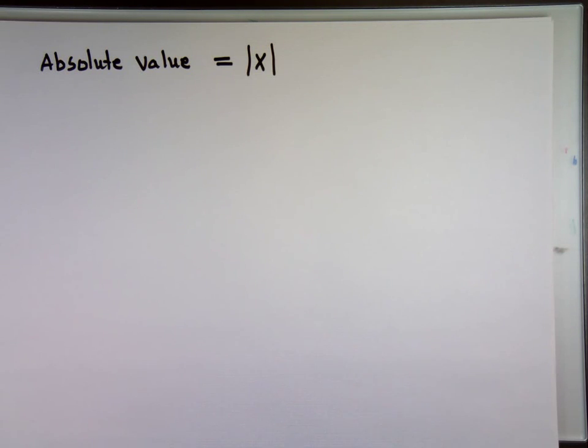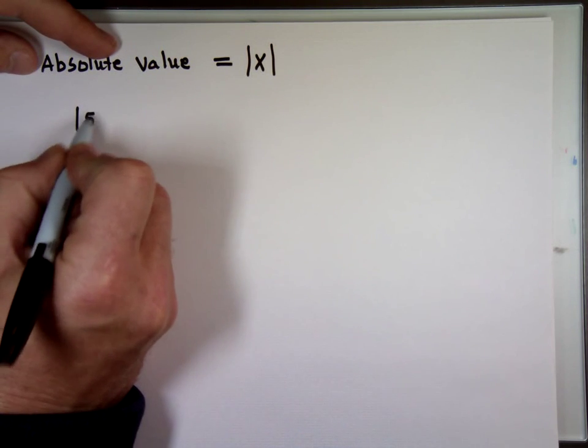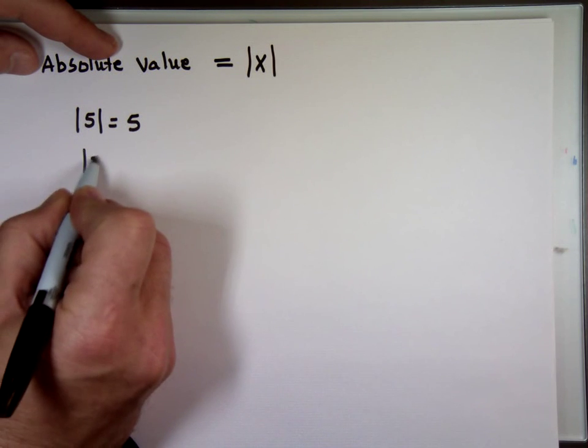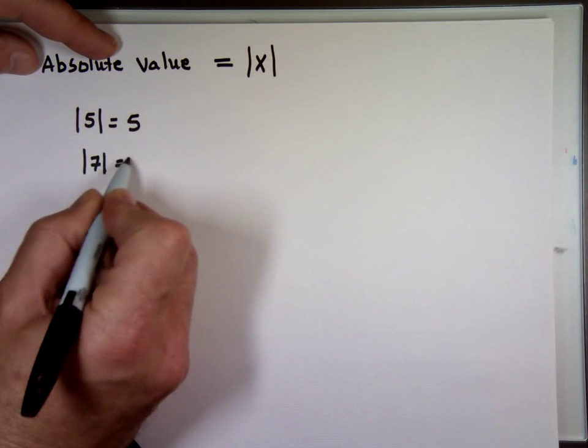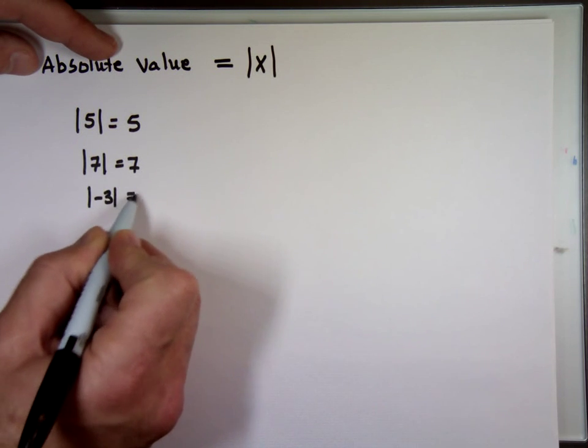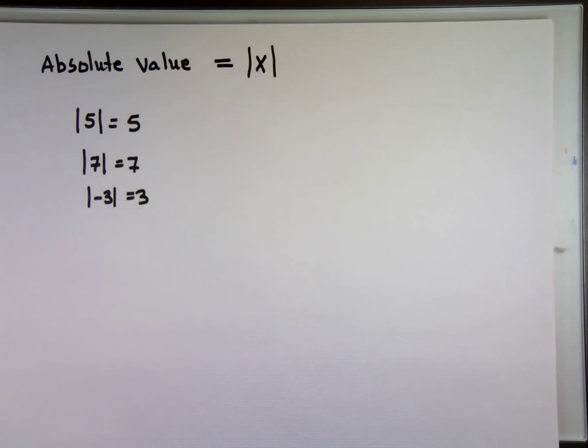Any of you ever seen the absolute value? You know what the absolute value is? What's the absolute value of 5? 5. What's the absolute value of 7? 7. What's the absolute value of minus 3? 3. Now, why is it positive? What is the absolute value? Isn't it the spaces away from 0? Exactly, the distance away from 0. I like that answer. He said, isn't it the distance or the spaces away from 0?